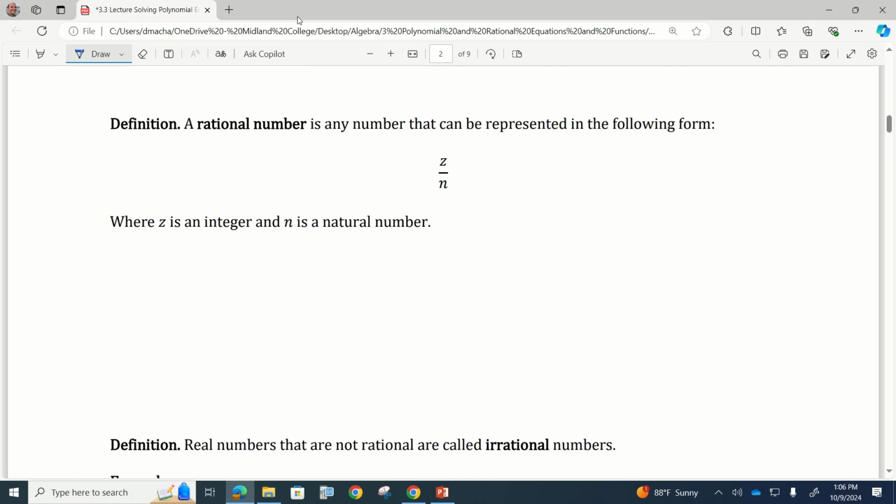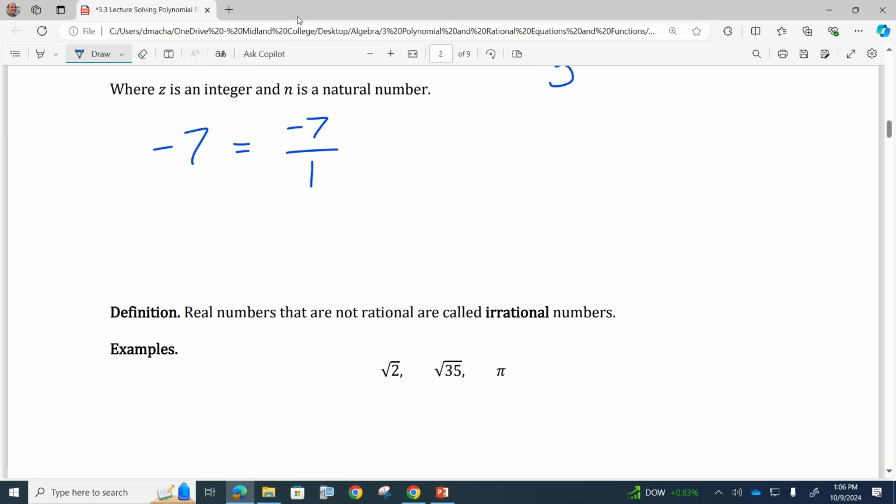A rational number is any number that can be represented as a fraction. So like 3/5 is a rational number. But also, if you just have the number -7, or any integer, this is a rational number because you could always just say that's -7/1, right? And so all the integers belong to the set of rational numbers, but the set of rational numbers also includes any fractions that you see.